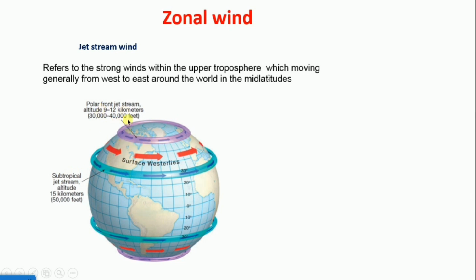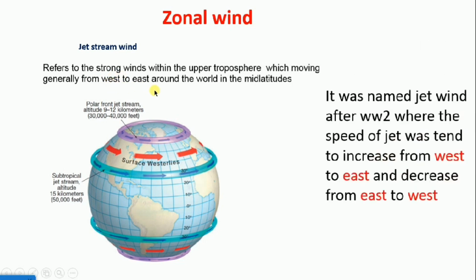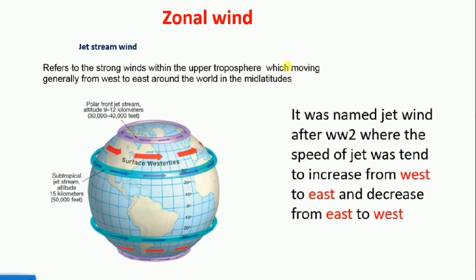What to note here is that jet stream wind always originates from west to east. Jet stream wind was named jet wind after the Second World War, where the speed of the jet tended to increase from west to east and decrease from east to west.